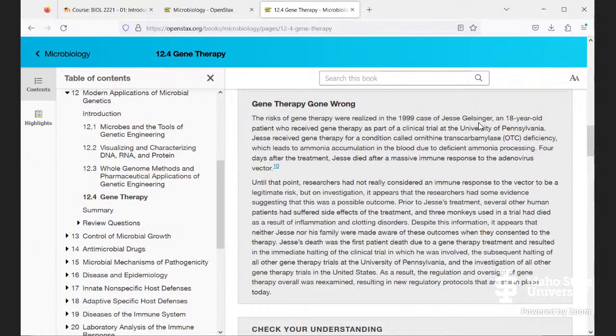1999, this boy, Jesse Gelsinger, 18 years old, received some gene therapy. He was part of a clinical trial to receive this gene therapy for a disorder he had called ornithine transcarbamylase, which basically made it so he accumulated ammonia in his blood, couldn't process it and deal with it. He should be voiding that out in your urine, but he wasn't, all right? He received treatment, and 4 days later, he died. He had a reaction to the virus that was bringing the treatment into him.